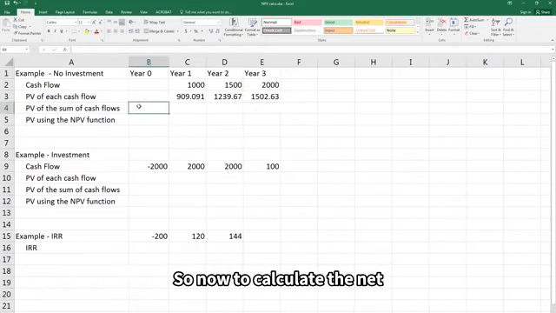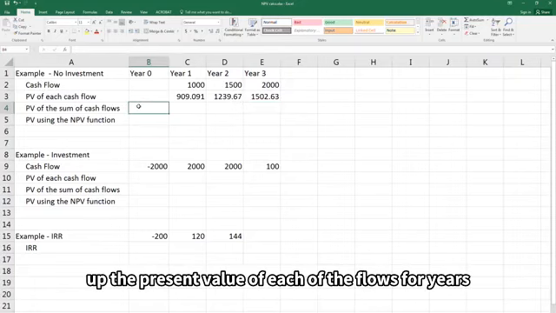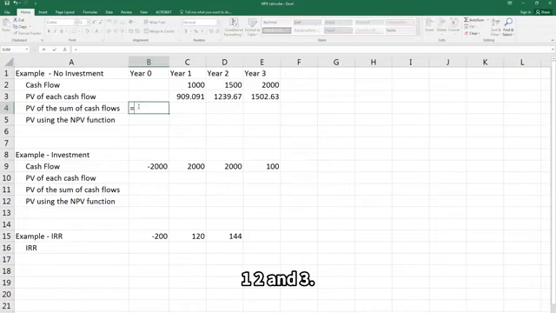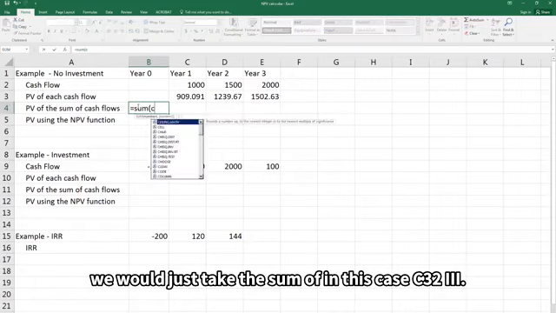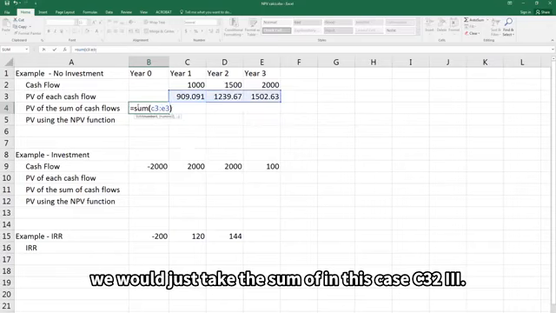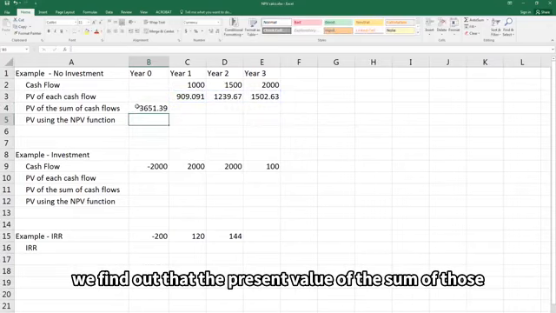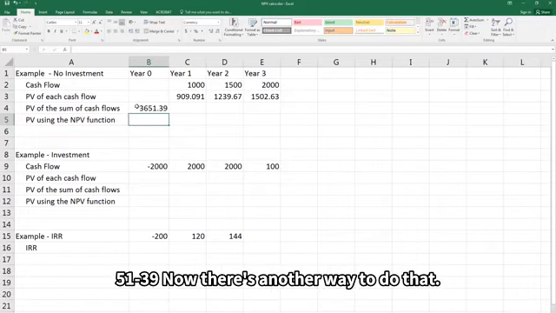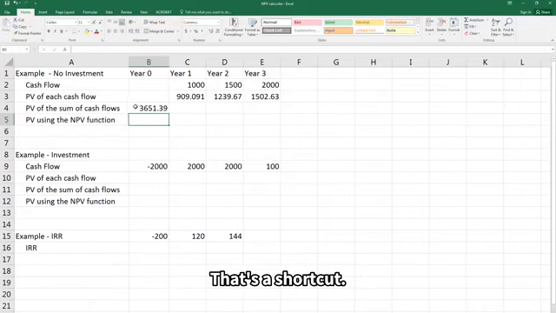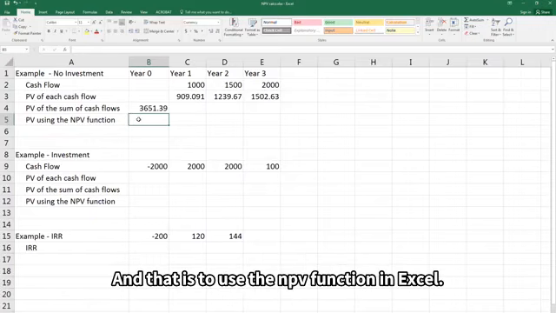So now to calculate the net present value of the 3 flows, we can just sum up the present value of each of the flows for years 1, 2, and 3. So to do that, we would just take the sum of, in this case, C3 to E3. And when we do that, we find out that the present value of the sum of those 3 cash flows is $3651.39.